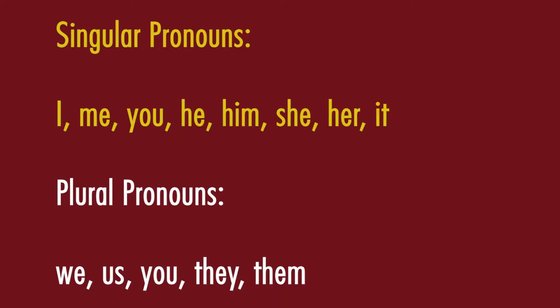First of all, some refer to one thing and others to more than one. So, I, me, you, he, him, she, her, and it are singular, while we, us, you, they, and them are plural. You may have noticed that you is in both categories. This is because in English, we no longer use thee and thou, which were the singular version of you. These words started dropping out of fashion around the 16th century, and by 1800 were rarely used.